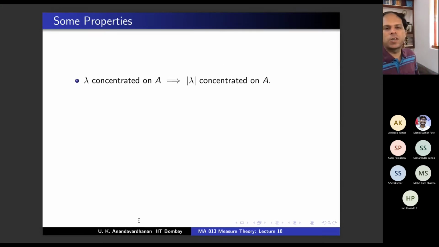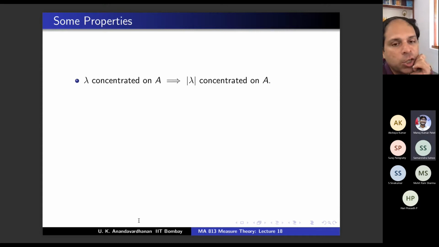So let's quickly see whether these are easy or we need to think. Okay, so if lambda is concentrated on A, what is the definition? If E is contained in A complement, then lambda of E is zero, right? So take E in A complement; you have to show that mod lambda of E is zero. How do you show that? What is the definition of mod lambda of E? Supremum over partitions of the summation of mod lambda of E_i, right? All the E_i will also be contained in A complement.